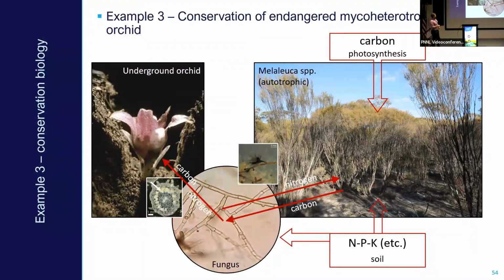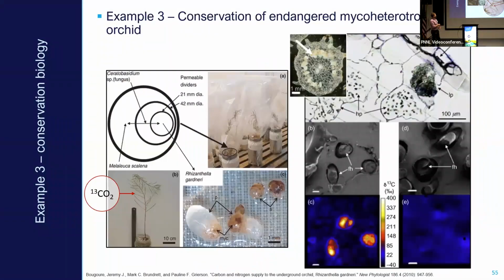And this plant here, the autotrophic shrub, is photosynthesizing like regular plants. Carbon's coming in, transferring over to the fungus, and then the orchid's able to take it up. That's all well and good, but no one could actually say for sure that that's what's happening.